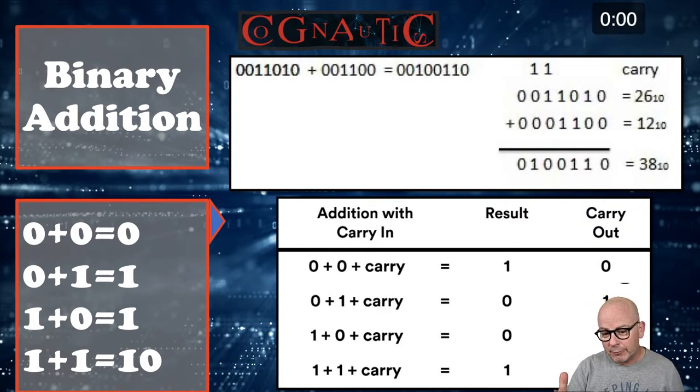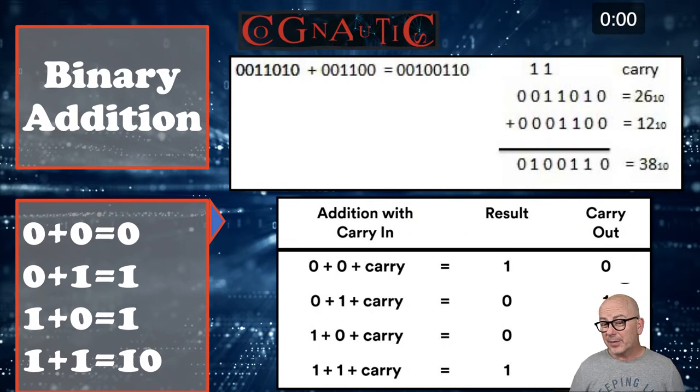Right-hand side, 0 plus 0 is 0. Second column, 1 plus 0 is 1. 0 plus 1 is 1. We've done the first three, okay? But then we get to the exciting bit: 1 plus 1 is 10. So you write down the 0 and you carry the 1 up to the top. 1 plus 1, again, is 10. You write the 0 down and you carry the 1 to the top. 1 plus 0 plus 0 is 1, and 0 plus 0 is 0.